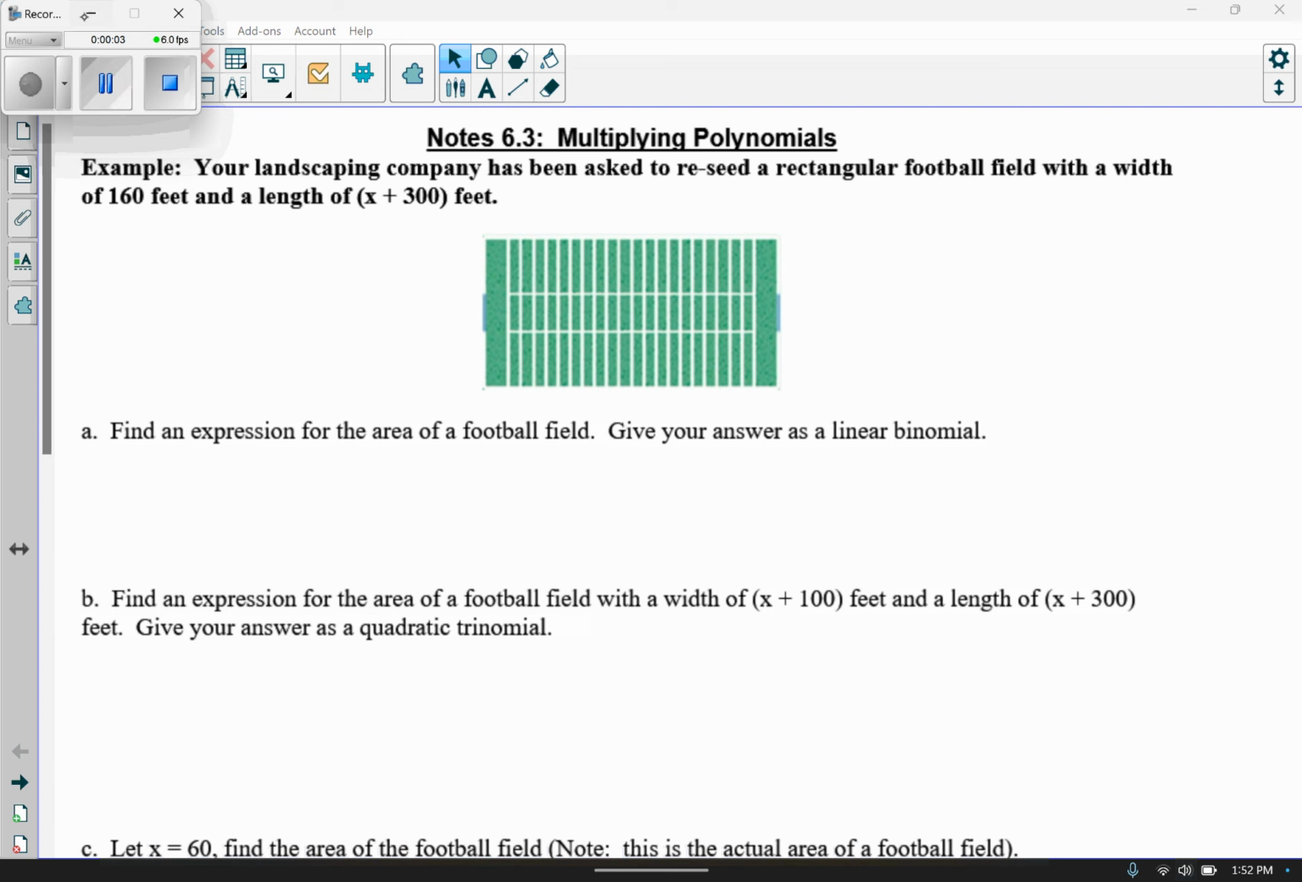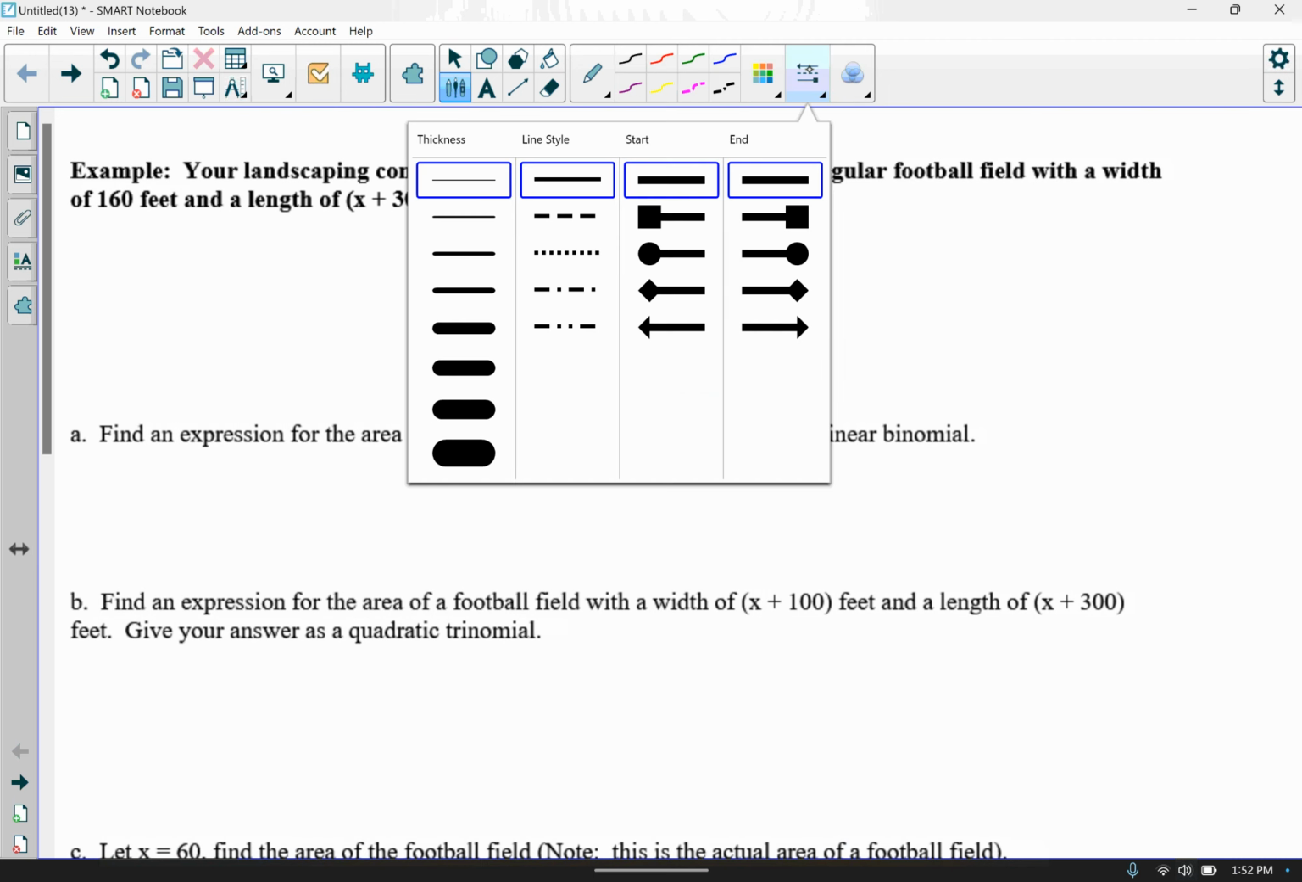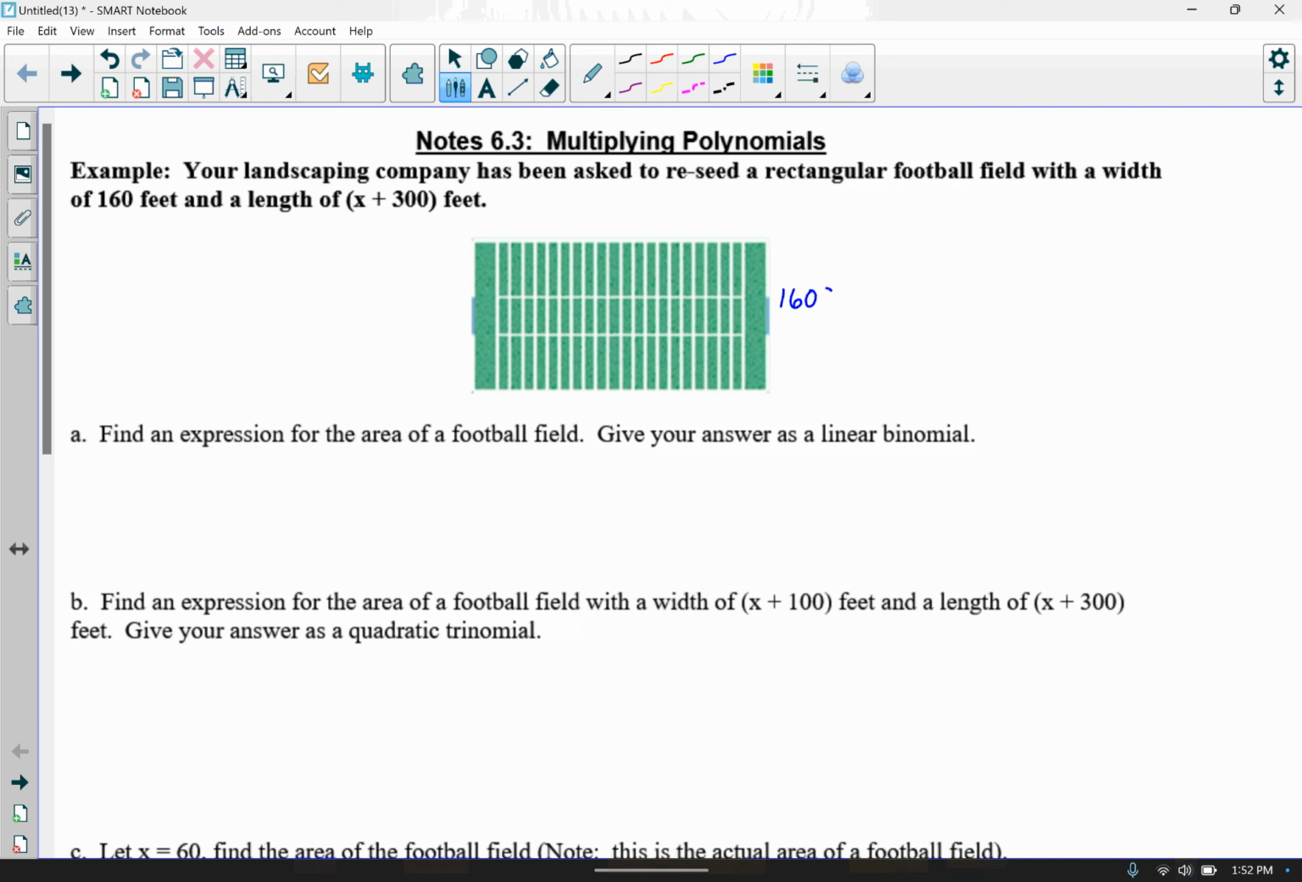All right, in this video, we're going to look at multiplying polynomials. So we'll start here in the first example and take it from top to bottom. It says your landscaping company has been asked to reseed a rectangular football field with a width of 160 feet and a length of x plus 300 feet. So I'm going to write that here on our picture: our width is 160 feet and our length is x plus 300 feet.